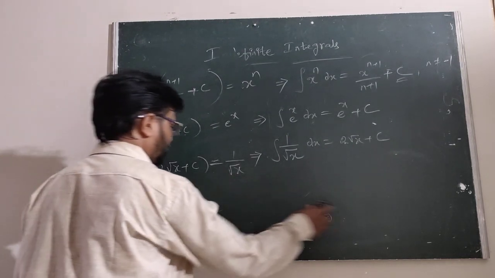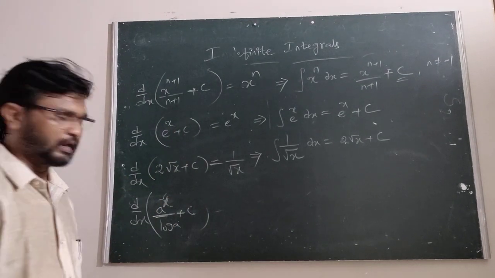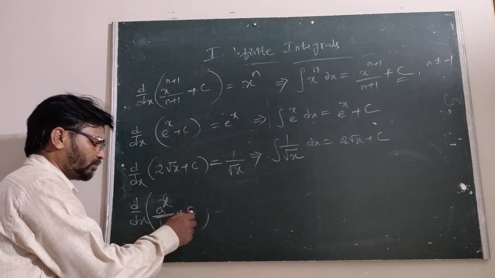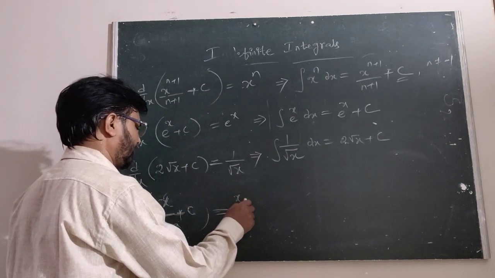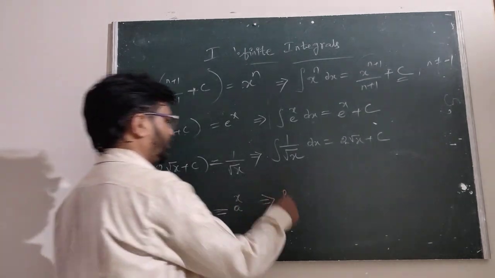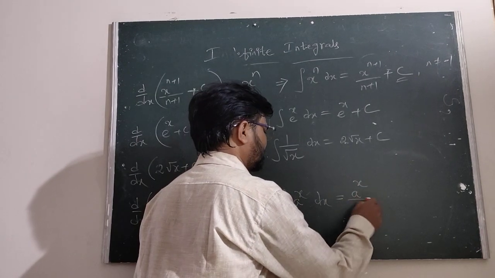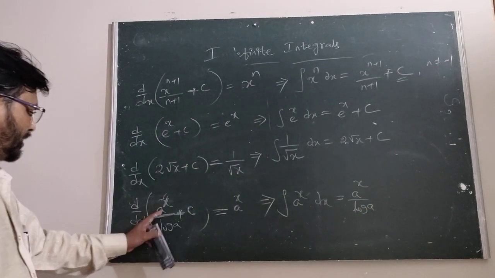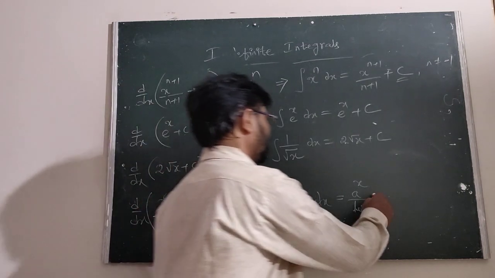Therefore, simply we can observe here the derivative of a power x is a power x log a. Here the denominator is log a. Therefore, log a cancels. The derivative of the constant is also 0. Then it will be a power x. Now we can write, it will be the integral of a power x. The integral of a power x dx is a power x by log a. A power x upon log a plus c.